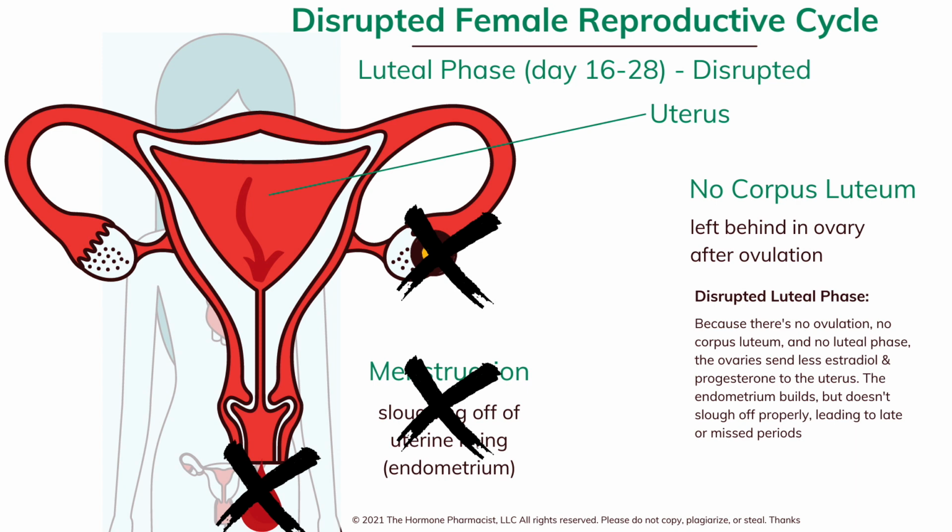We have a disrupted luteal phase because there's no ovulation. There's no corpus luteum, and there's no luteal phase. The ovaries send less estradiol and progesterone to the uterus. The endometrium builds, but it doesn't really slough off properly, leading to either late or missed periods. We don't have menstrual bleeding when we're supposed to.